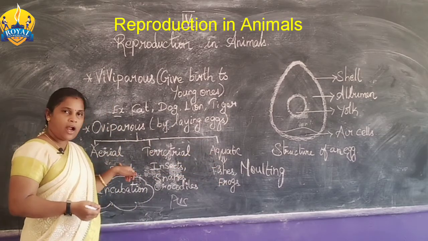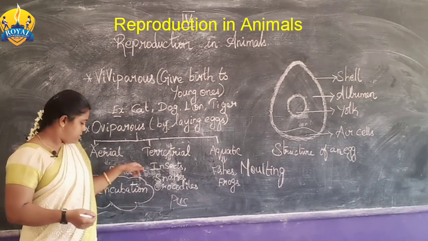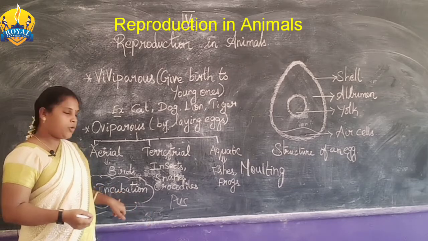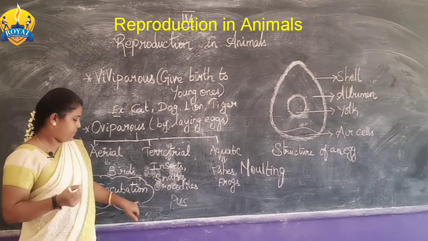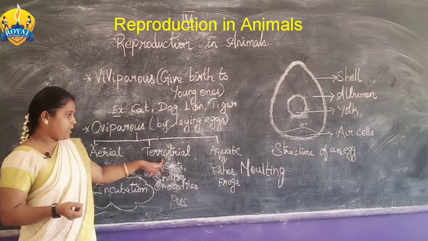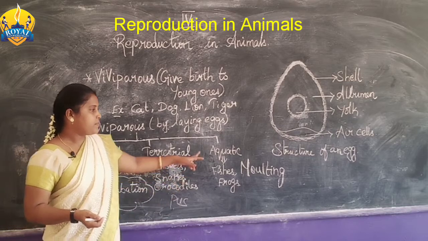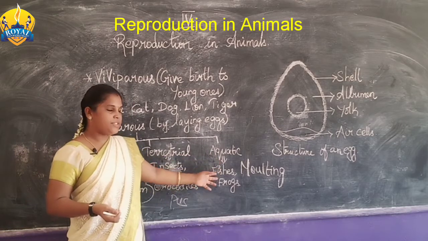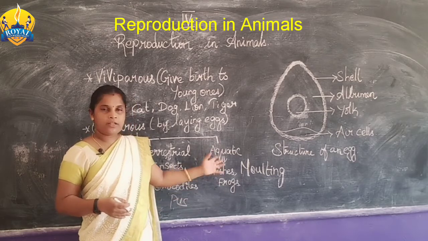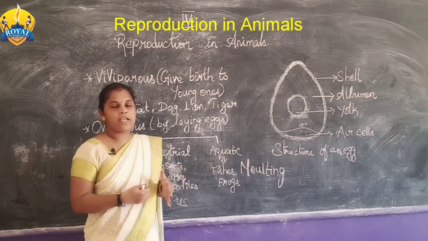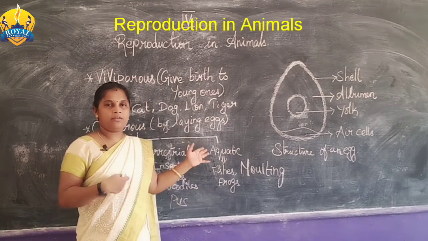Aerial means animals which can fly, that is birds are called aerial animals. What is incubation? Incubation means birds sit on the eggs to keep the eggs warm. Terrestrial means land animals like insects, snakes, crocodiles and so on. Aquatic means water animals, fishes, frogs, how they lay eggs in the water and how they come out, all that we saw in this lesson. And parental care also we saw, no. So we have to go through all this and study it.